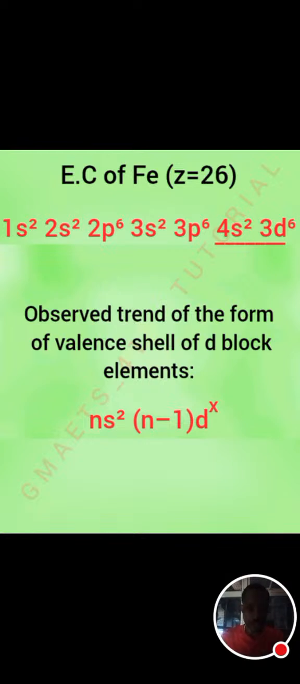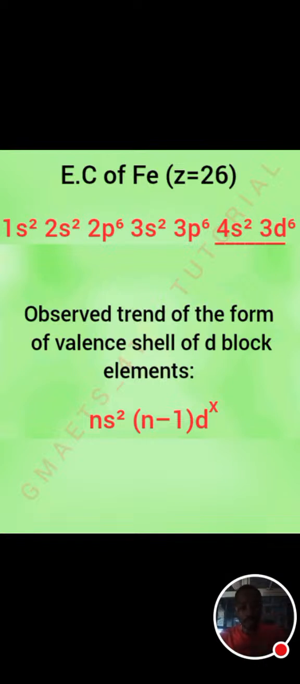So you see that for iron, the highest principal quantum number is 4. So that 4 will also be considered in the valence shell. Then after that, you will consider the last d that you have there. And how do you get it? Simply do n minus 1 to get the next principal quantum number that you will consider to be among the valence shells. Using iron as an example, as you can see displayed on the screen, the highest principal quantum number there is 4. So that 4 will form the valence shell.